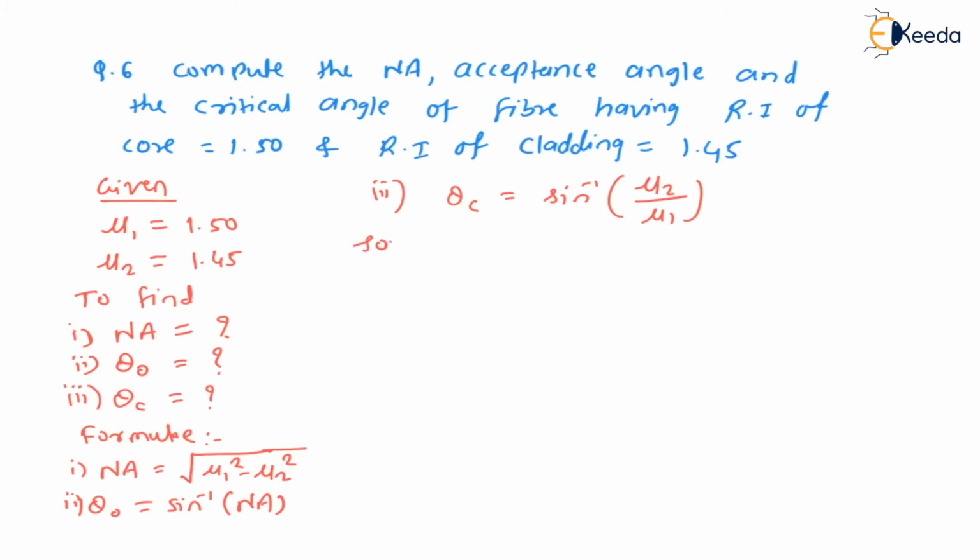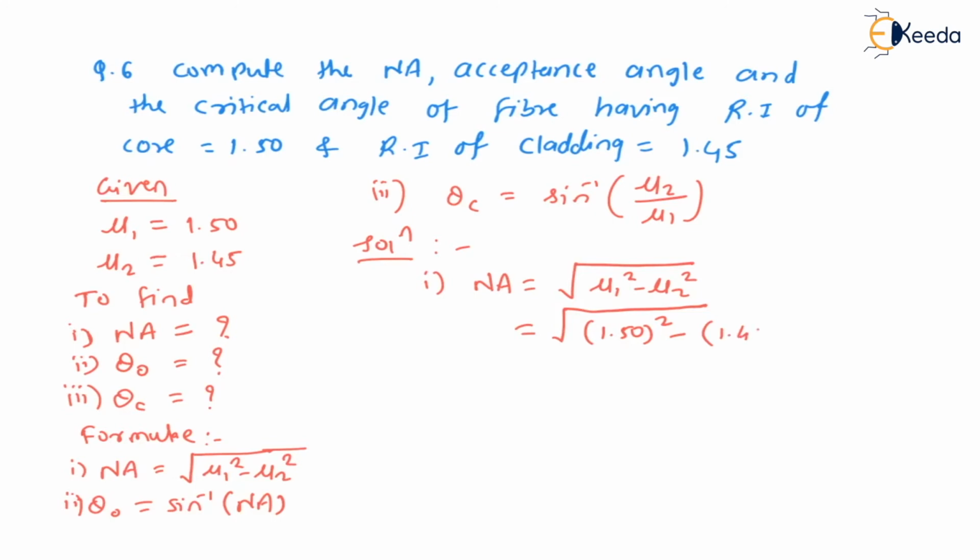Now we'll go for the solution. First, for NA, NA is equal to under root mu1 square minus mu2 square. Now we will substitute the values: for mu1 it is 1.50 bracket square, minus for mu2 the value is 1.45 square. By doing calculations we can find out the value of NA, and it will be 0.387. So this is the value of NA, that is the numerical aperture.